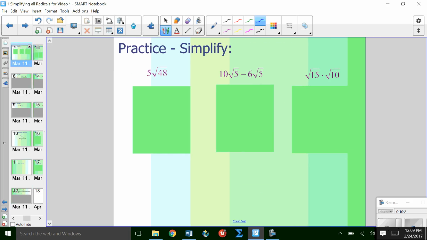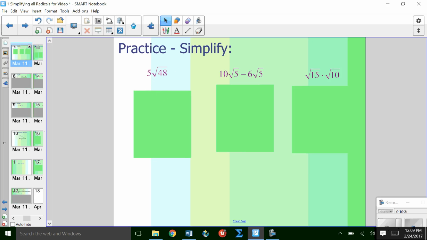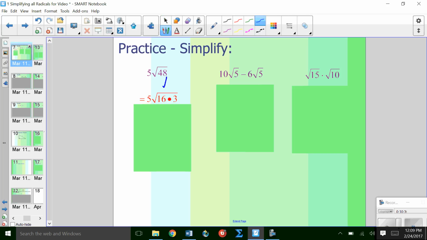Okay, so here's some more practice problems. We're going to do lots of examples today. Here we have 5 times the square root of 48, and the square root of 48 can break down into having a perfect square. The 5 on the outside we'll just keep there, but 48 can break into 16 times 3. The largest perfect square factor of 48 is 16.